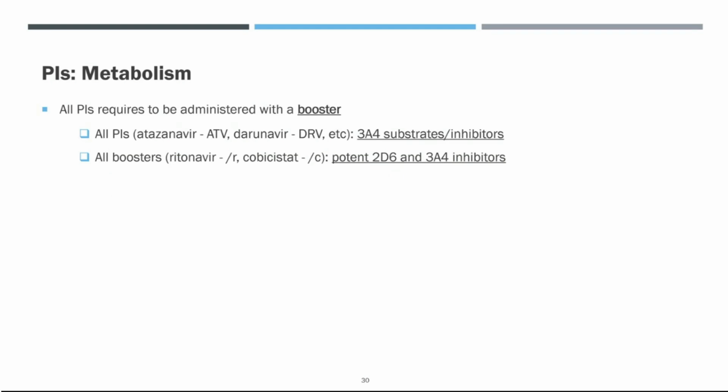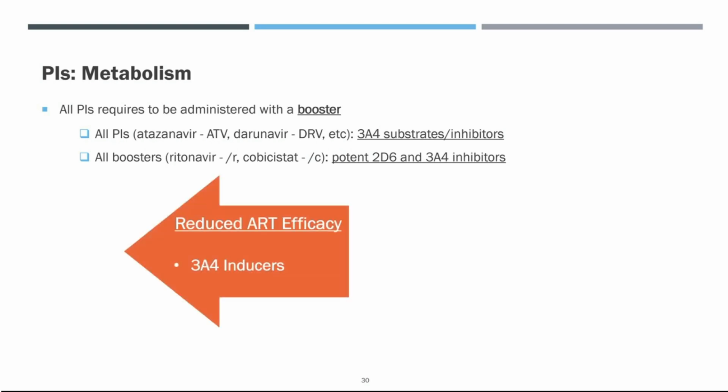So going into the protease inhibitors' metabolism issues, all protease inhibitors are to be administered with a booster, but all protease inhibitors themselves are 3A4 substrates, versus all boosters are potent 2D6 and 3A4 inhibitors. So what that means is patients taking 3A4 inducers or other medications that induce 3A4 metabolism are going to decrease the protease inhibitor's serum concentration, meaning it will lead to a reduced ART efficacy.